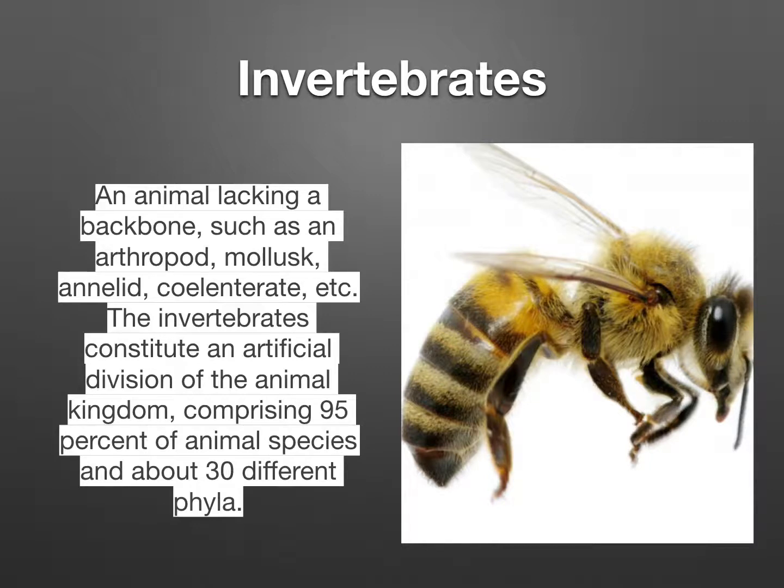An invertebrate is an animal lacking a backbone, such as an arthropod, mollusk, annelid, coelenterate, etc. The invertebrates constitute an artificial division of the animal kingdom comprising 95% of animal species and about 30 different phyla. I added the picture of the bumblebee next to it. A lot of your invertebrates are going to be insects and mollusks, or maybe a jellyfish in the ocean. A lot of these will have something called an exoskeleton. Instead of having a spinal column, the exoskeleton acts as that for them. So the bee was a perfect example of that.